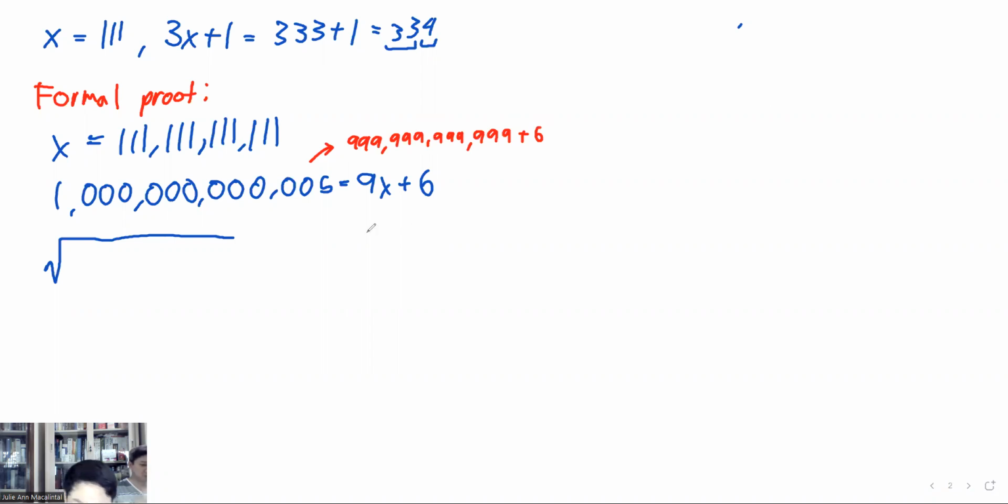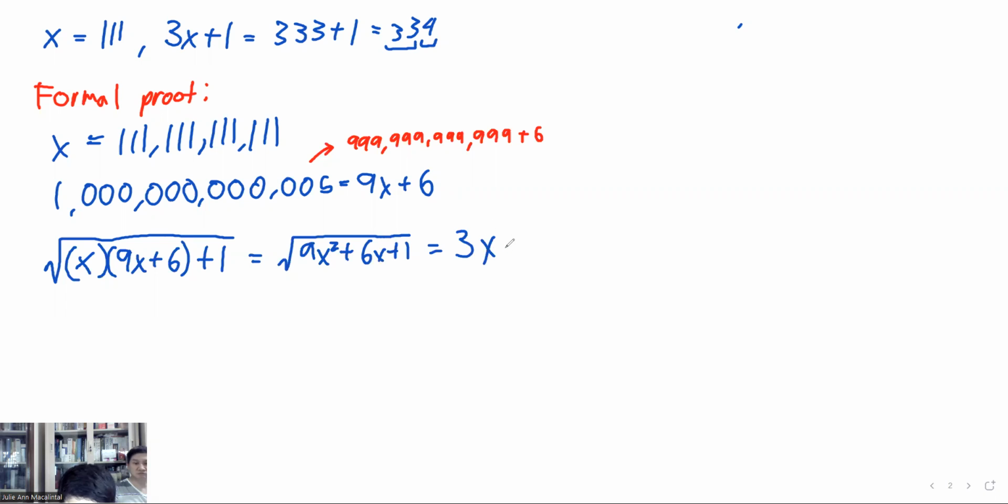So we just turned a very big number into a very small algebraic expression. And then like earlier, we get the square root of 9x squared plus 6x plus 1, which can again be square rooted. So we get 3x plus 1. Then x can be substituted.